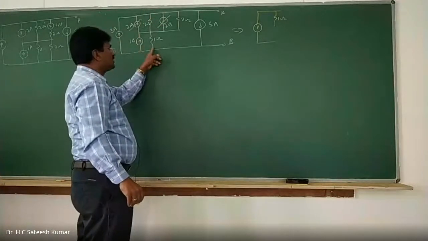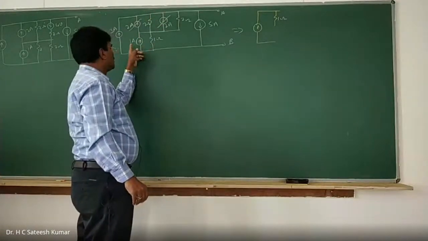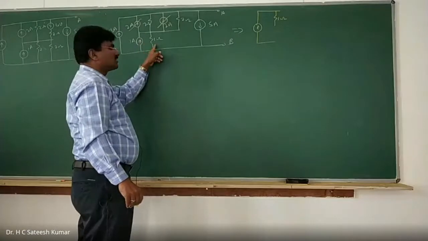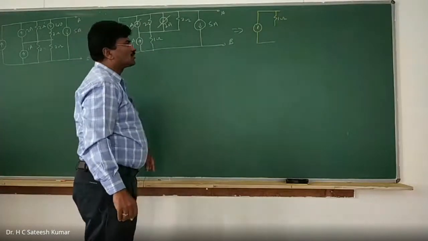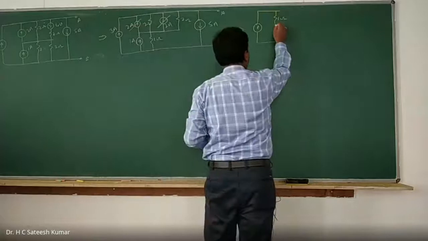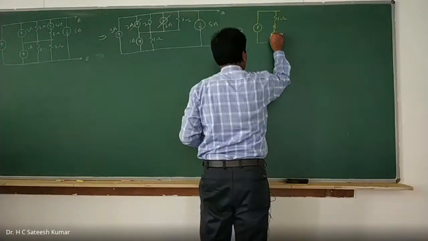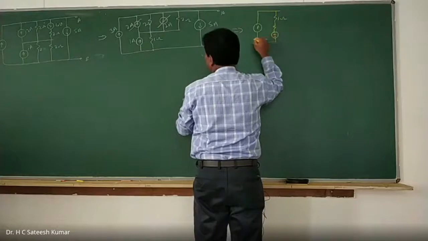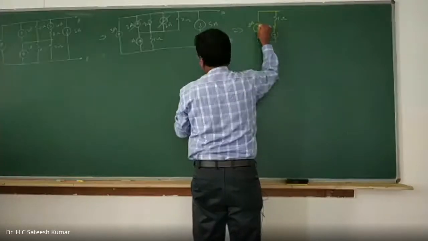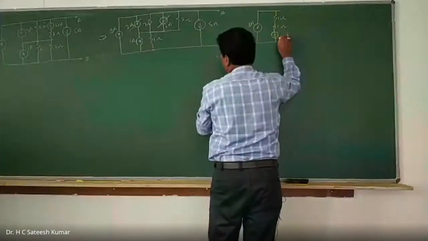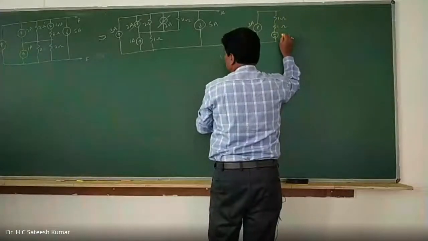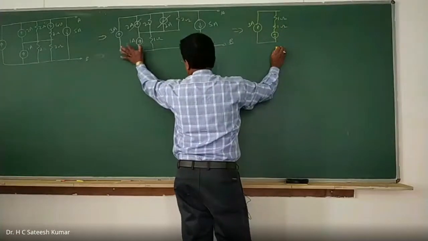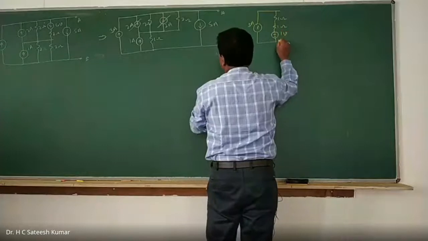Therefore, convert this into a voltage source. A current source in parallel with a resistance can be converted into a voltage source in series with the resistance. So therefore, we can write it as upwards, plus minus, and this is 3 amps, and this is 1 ohm, and 1 volt. V is equal to IR, 1 into 1, 1 volt.